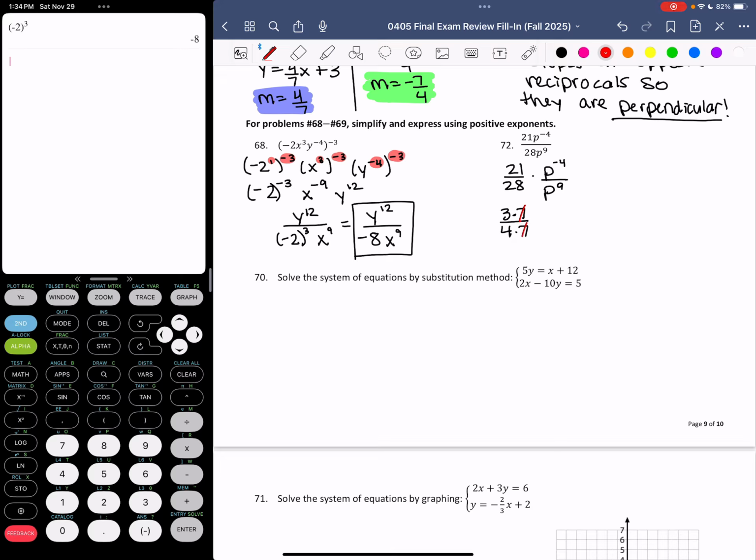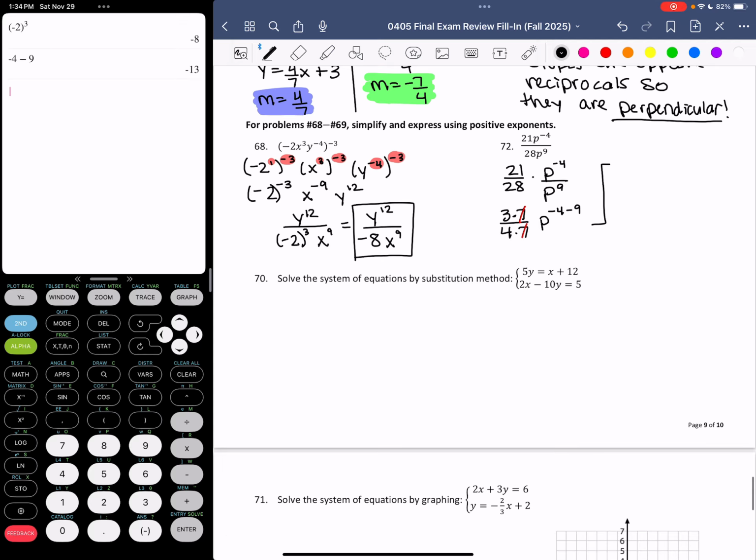And then when we're looking at the p's, we have a couple options. We can just subtract, where we get p to the -4 minus 9, and then deal with it at the end, or we can make everything positive and then deal with things there, up to you. But usually I just take the top exponent minus the bottom one, and then I'll deal with the aftermath. So -4 minus 9 is -13. So this is what I have. I have 3/4, and then I have p to the -13 right now.